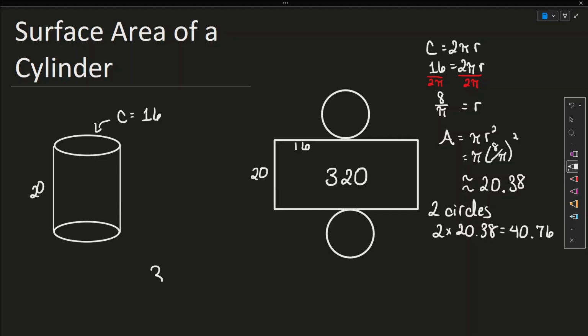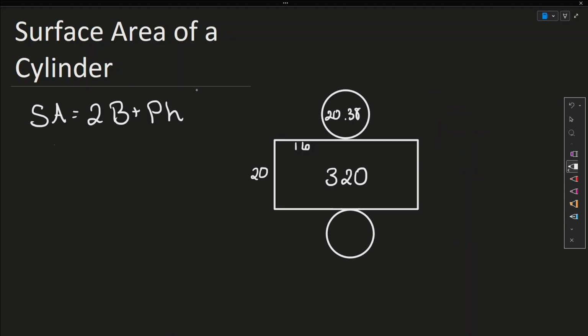Finally, we would add 320 plus 40.76, and that would give us about 360.76 square units.